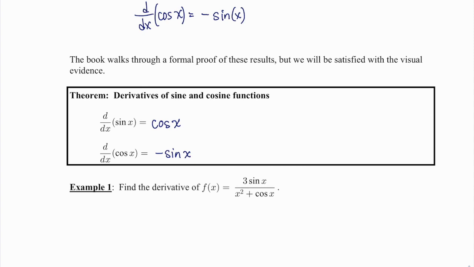This pattern of the derivatives for co-functions being negative is going to extend to the others. So that will help you remember. So the derivative for sine is cosine. The derivative for cosine is the opposite of sine. So if we're taking the derivative of a trig function that starts with co, there's going to be a negative sign involved.